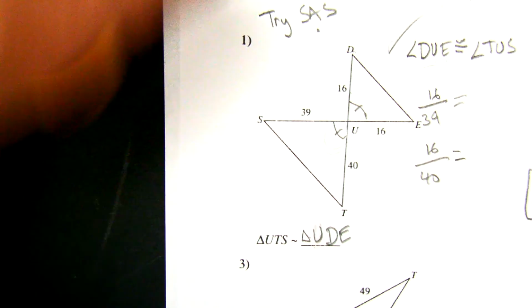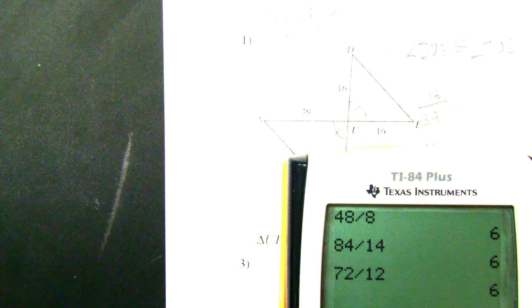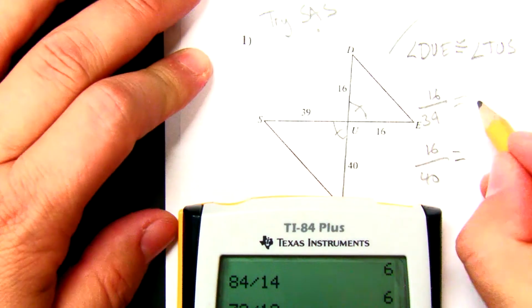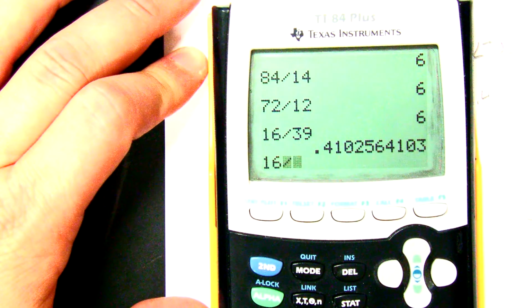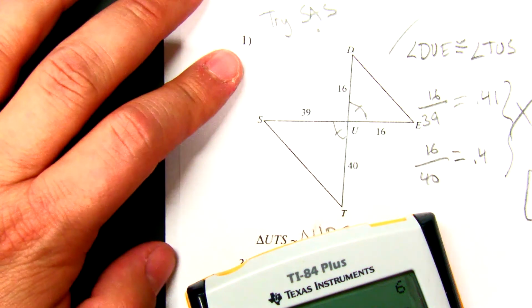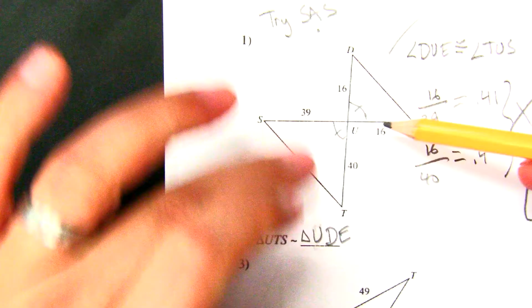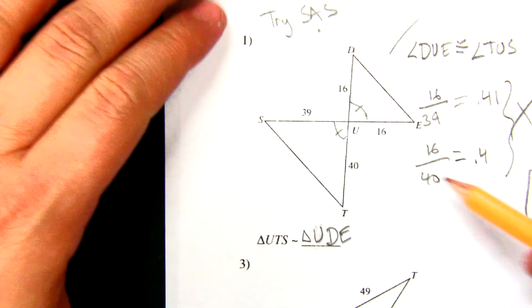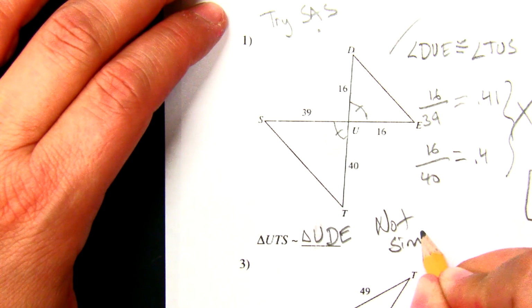Well, 16 over 39, you can kind of see how this is going to go, but I'll do it anyway, just for the sake of completeness. 16 divided by 39 is 0.41. And 16 divided by 40 is 0.4. Okay, they're close, but no, they're not equal. The ratios are not the same, so the proportion statement that would have to hold does not hold here. So these are not similar.